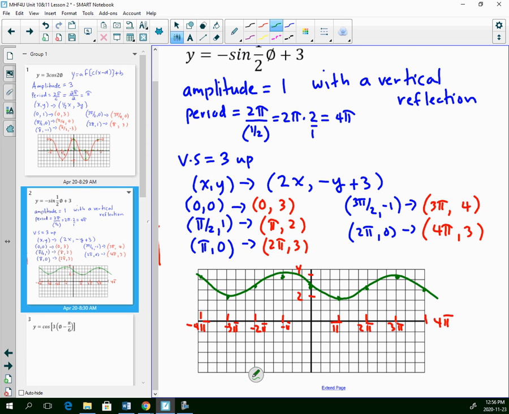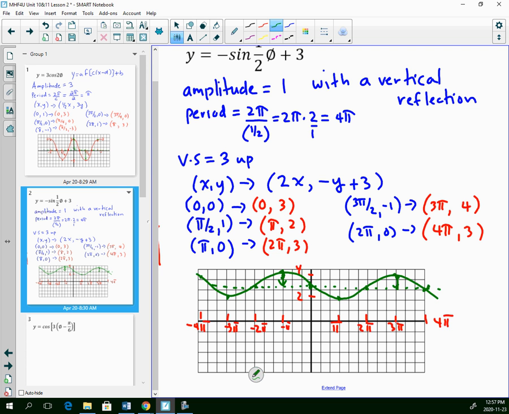And then I just check. The middle is at 3. So that's my vertical shift. The amplitude is 1, so that looks correct. The period is 4 pi. It starts and ends at 4 pi, so that is correct. And then it has been reflected. So my sine, instead of starting and going uphill, it's starting and going downhill. So that is indicating the reflection.